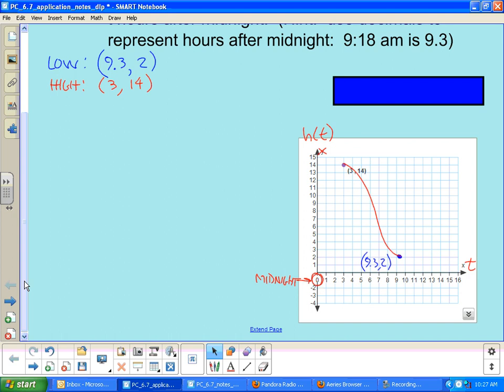Now, so we know it's a cosine curve. Next thing I need to do is figure out what's the period of this cosine curve. So can somebody tell me why I need to know the period? Okay, that is true, to make the other side. But there's a piece of my equation that I cannot find unless I have a period.